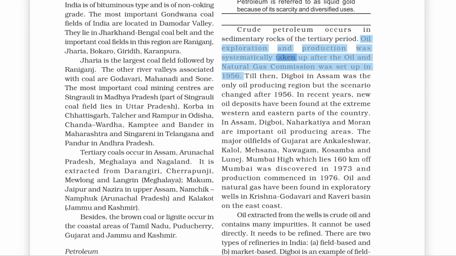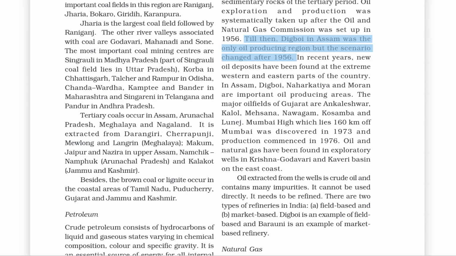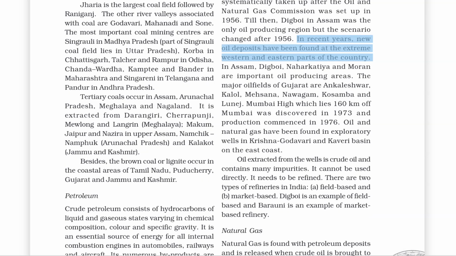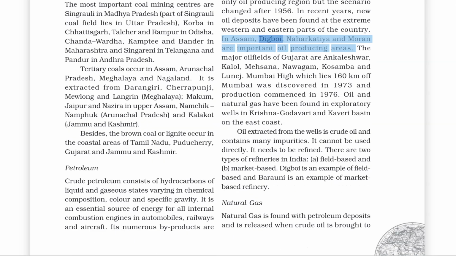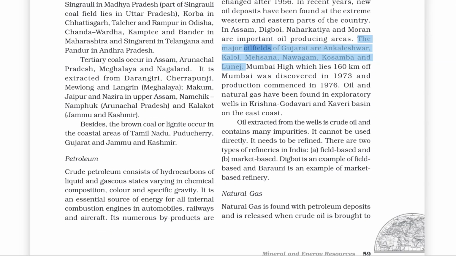Exploration and production was systematically taken up after the Oil and Natural Gas Commission was set up in 1956. Till then, Digboi in Assam was the only oil-producing region, but the scenario changed after 1956. In recent years, new oil deposits have been found at the extreme western and eastern parts of the country. In Assam, Digboi, Naharkatia, and Moran are important oil-producing areas. The major oil fields of Gujarat are Ankleshwar, Kalol, Mehsana, Nawagam, Kosamba, and Lunej.